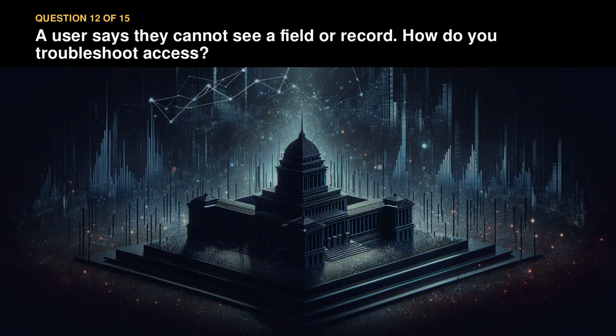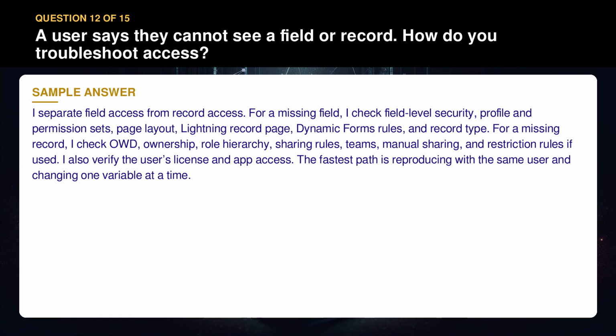Question 12. A user says they cannot see a field or record. How do you troubleshoot access? I separate field access from record access. For a missing field, I check field-level security, profile and permission sets, page layout, Lightning record page, dynamic forms rules, and record type. For a missing record, I check OWD, ownership, role hierarchy, sharing rules, teams, manual sharing, and restriction rules if used. I also verify the user's license and app access. The fastest path is reproducing with the same user and changing one variable at a time.